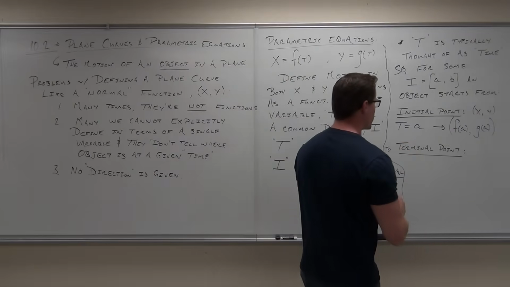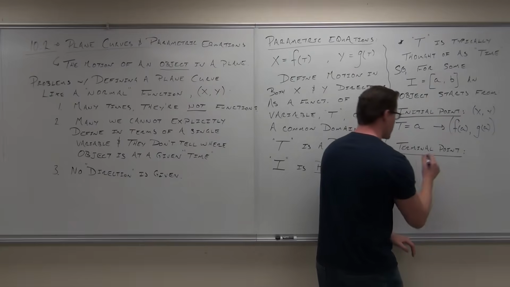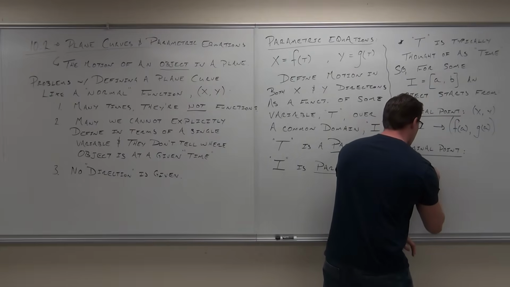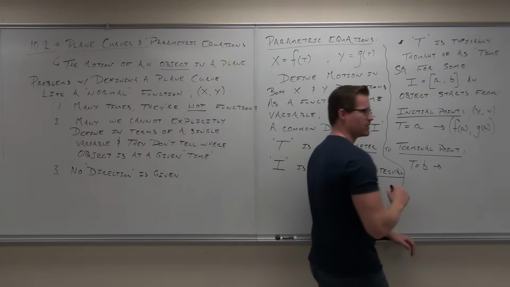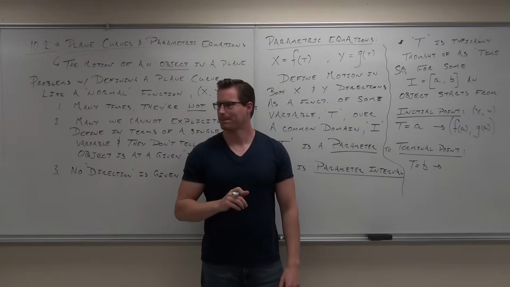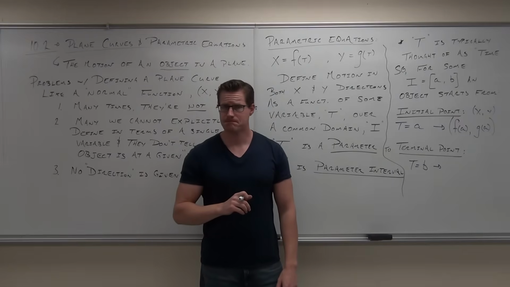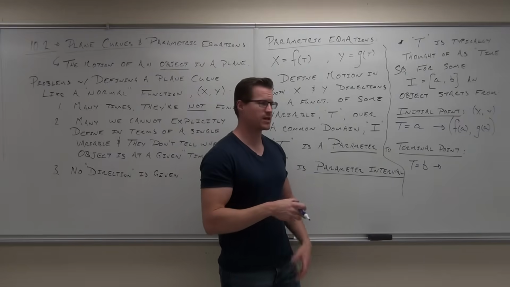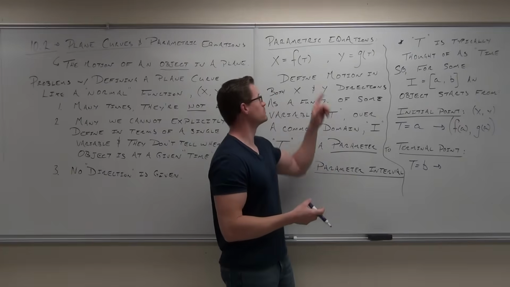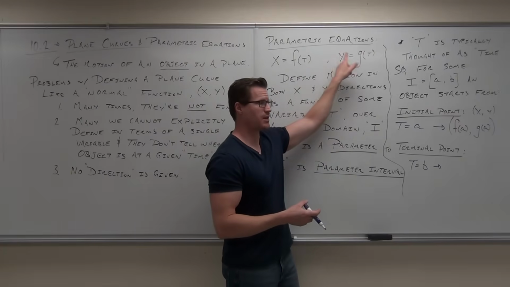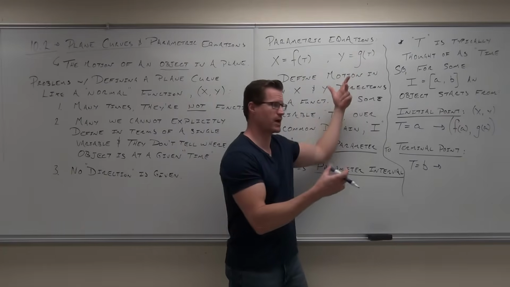Now, your terminal point. Where's your motion going to stop? At t equals b. So if you wanted to find out your terminal point, well, what would you have to do? Plug in b to the t's. Good. So f of b and g of b would give you x and y respectively.